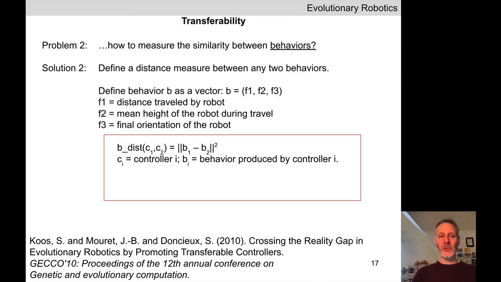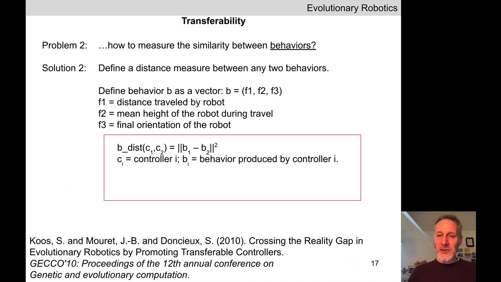Okay, so let's see how they define similarity between two behaviors. They're going to define similarity by defining a distance measure between any two behaviors. So whatever this distance measure is, if we take two behaviors produced by two different controllers and the distance between them is zero, that means the robot exhibits identical behavior when controlled by those two controllers. Okay.